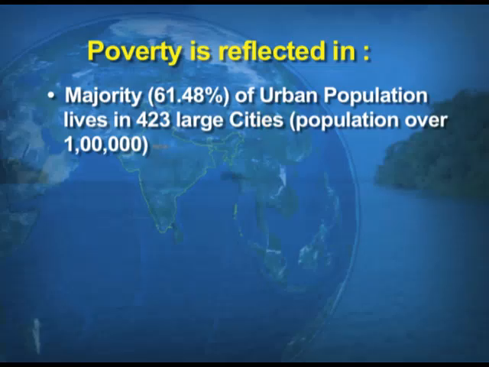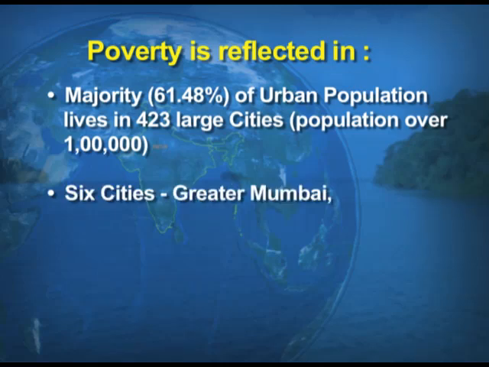That means the population is only 5,000, and for class 1 cities, the percentage of the population is 61%, where the population number is always more than 1 lakh. Now, the majority of the urban population, around 61%, where the population is over 1 lakh, lives in 423 large cities of the country.